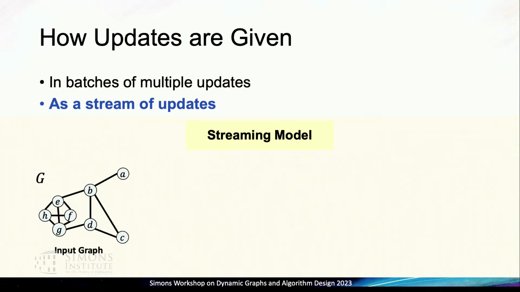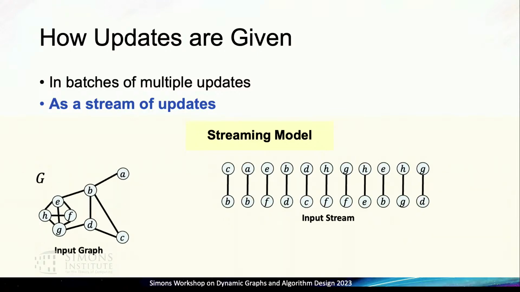In addition to processing the graph using a batch, another way that your graph could be represented is as a stream of edge updates. So this is your input graph. Your input graph could come as a stream of edges, where you have some amount of small memory to store parts of your stream. So this is, again, dealing with a very large graph.